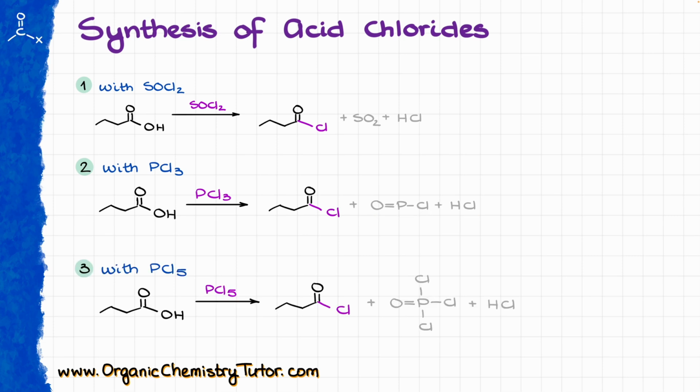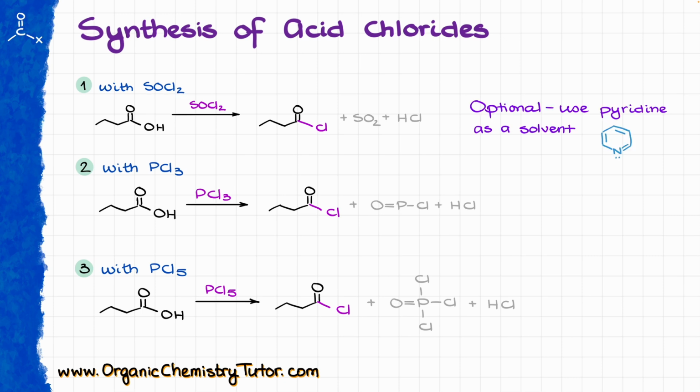And finally, we can make an acid chloride by reacting a carboxylic acid with phosphorus pentachloride, which is going to give us our acid chloride, and phosphorus oxychloride and HCl as our co-products as well. The most common way that you are going to see within the scope of your course is the reaction with thionyl chloride, so that one is definitely a must-know. The other two are good-to-know reactions.